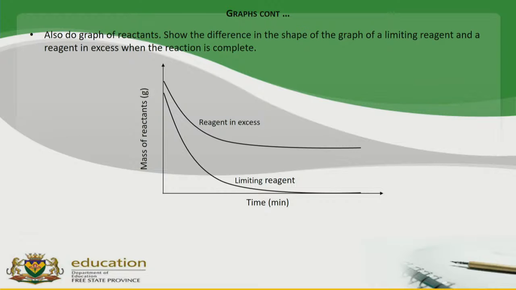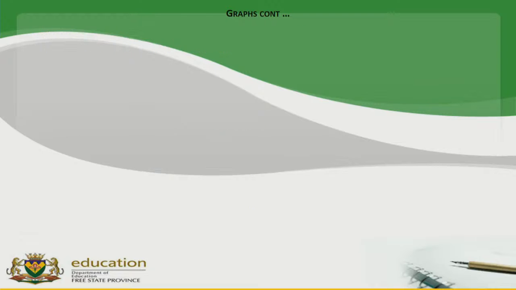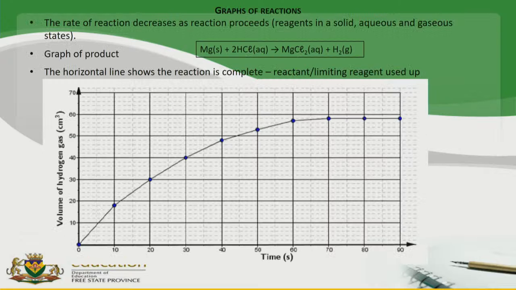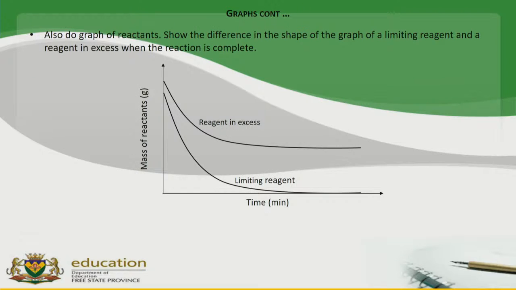Now remember, products are being formed, so their graph will increase as shown there. Nothing of the products was there at the beginning, and as they are being formed, their amount will increase. Now, reactants react, so as they are being used, their amount will decrease. Now, there might be one of the reactants that is a limiting reagent. In other words, there's only enough of it to react.